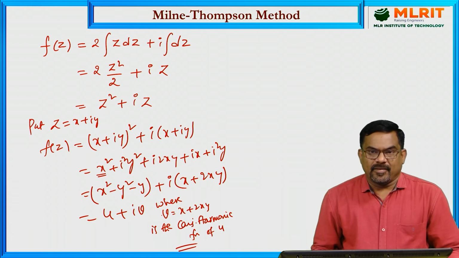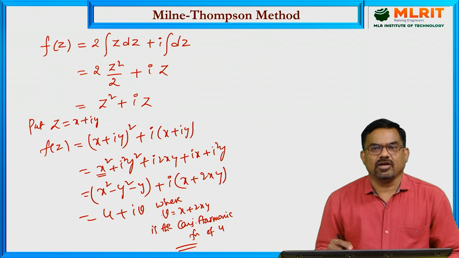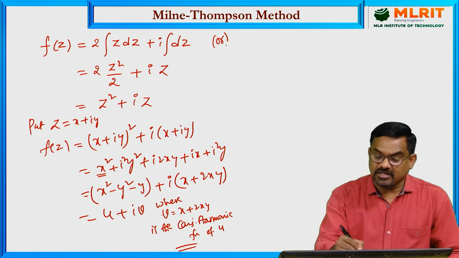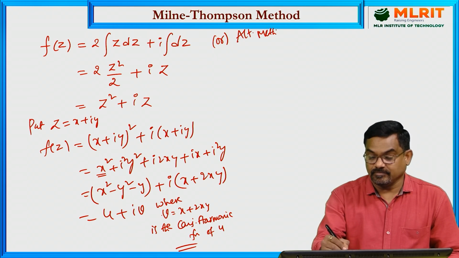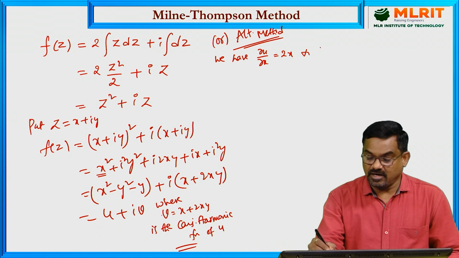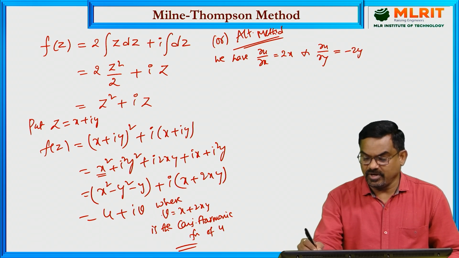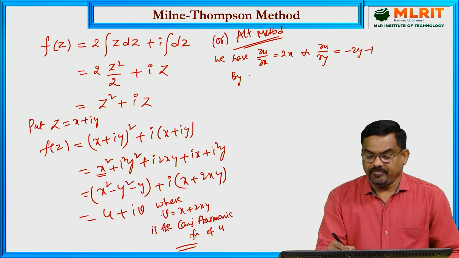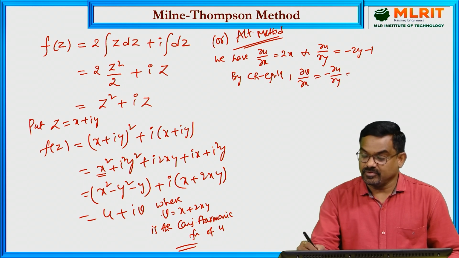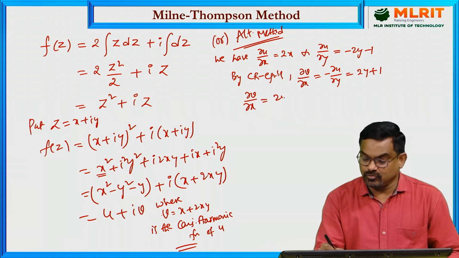So using Milne-Thomson method, we can find the conjugate harmonic function also, just using the same procedure. Or else there is an alternate method. What is that method? We have dou u by dou x is 2x and dou u by dou y is minus 2y minus 1. By Cauchy-Riemann conditions, dou v by dou x is minus dou u by dou y. So I can substitute that here, 2y plus 1. So I have dou v by dou x is 2y plus 1.